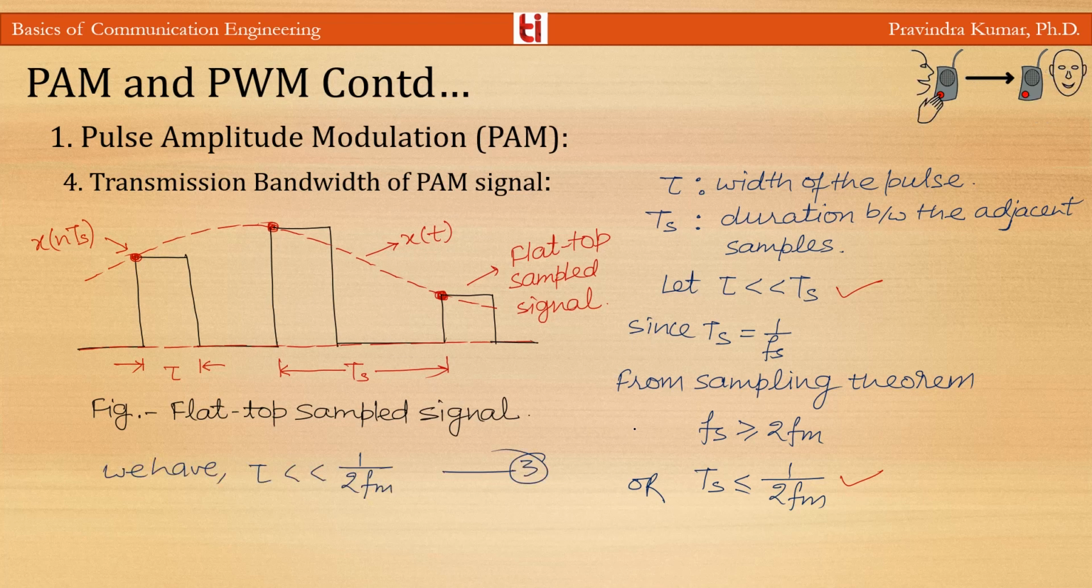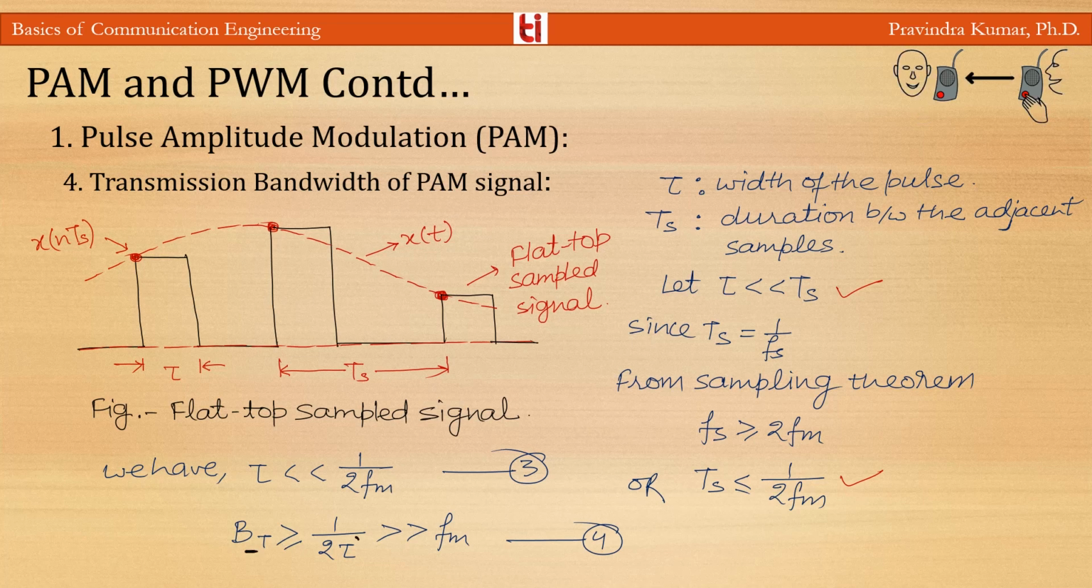So tau is much less than 1/2Fm, and the transmission bandwidth Bt, without much signal distortion, needs to satisfy the following equation: Bt is greater than or equal to 1/2tau, and 1/2tau is much greater than Fm. This condition should be satisfied for the transmission bandwidth. So the transmission bandwidth is inversely proportional to the pulse width tau of a PAM signal.